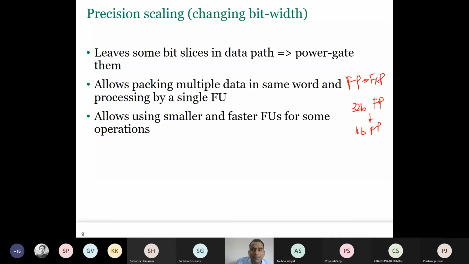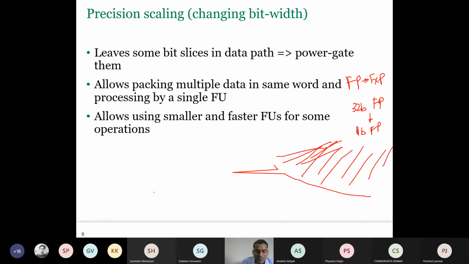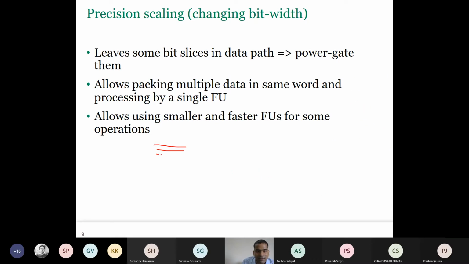Now if instead of 32-bit I can work with 16-bit, then half of my data path is unutilized. Let me draw it again. Suppose we have a 32-bit data path, where we have 32 parallel lines to transfer the data. Now, instead of 32 bits, if I'm working with 16 bits, then half of my data path is unutilized. I can power gate it.